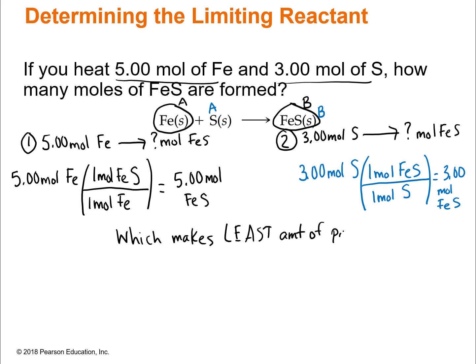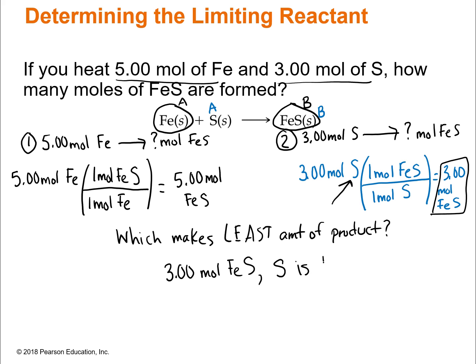All right. So with our question, which one makes the least amount of product? We've got 3 moles of iron 2 sulfide. That means the sulfur is limiting. With these limiting reactant questions, you have to choose which one makes the least amount of product, because that's the amount of product that you're going to report.